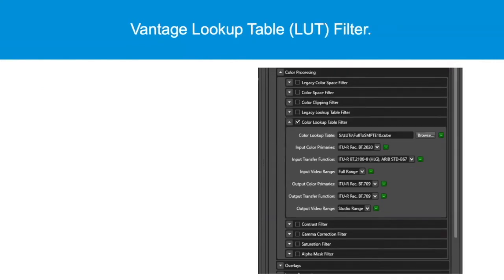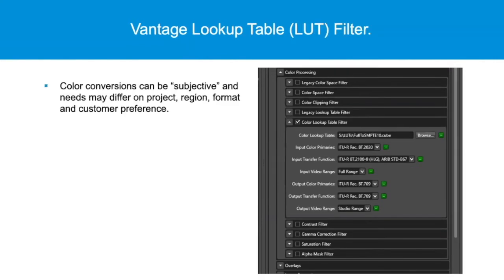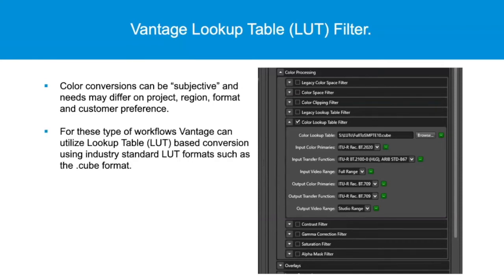Color conversions are also subjective, or can be subjective, in that the needs may differ based on project, region, format, and just customer preference. So for these instances, when the default mathematical conversions in the Vantage color space filter aren't quite good enough, or just don't suit the customer needs, we have the Vantage lookup table, or LUT filter. The Vantage LUT filter supports industry standard LUT formats, such as the .cube format and the .3DL format.